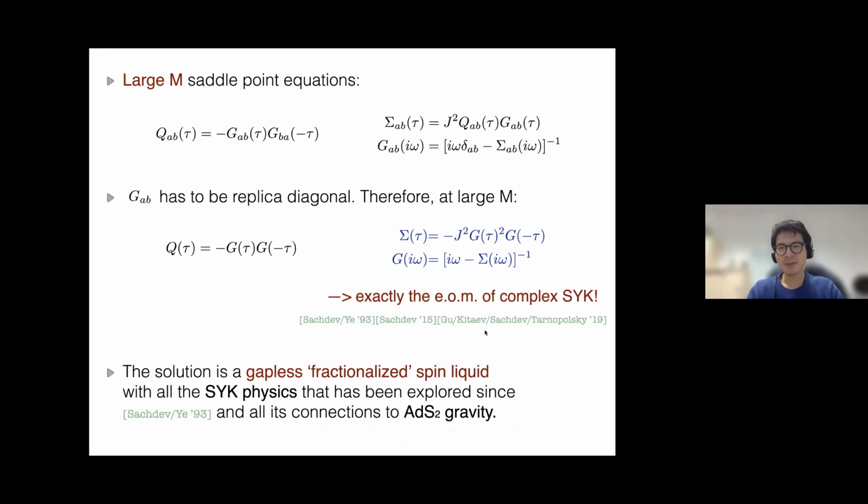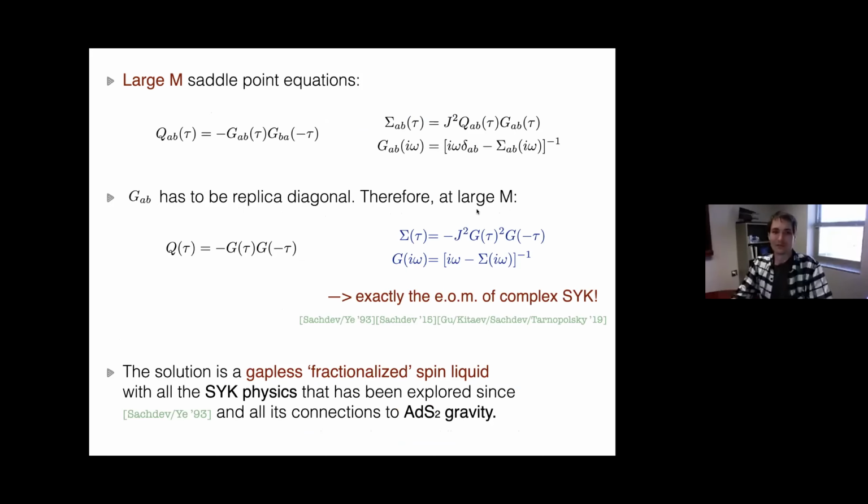Okay, so here's something that looks hopefully familiar. So if we now consider on top of this large N, we consider large M, and we saddle point in both of these parameters, then the equations of motion we get are just these. These are just the saddle point equations where we take large N first and then large M. These are saddle point equations for G, Q, and sigma. And they have replica indices A and B still.